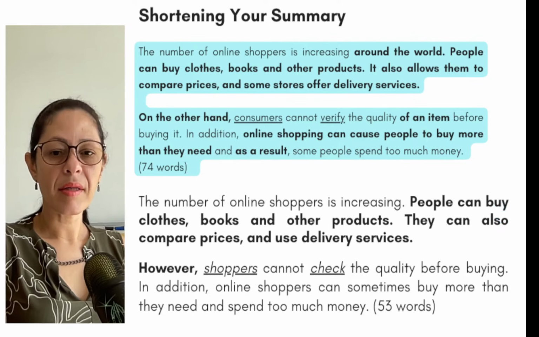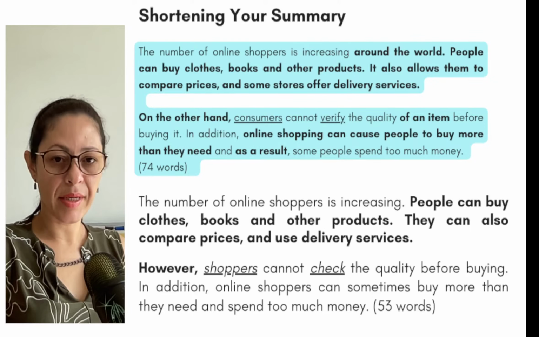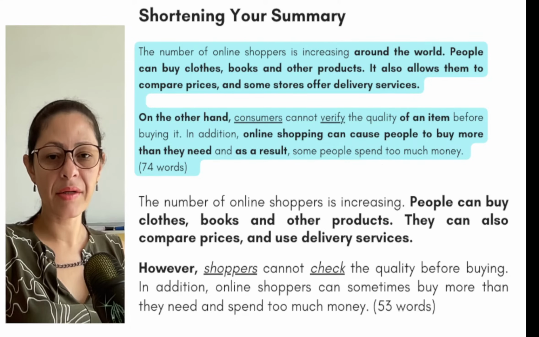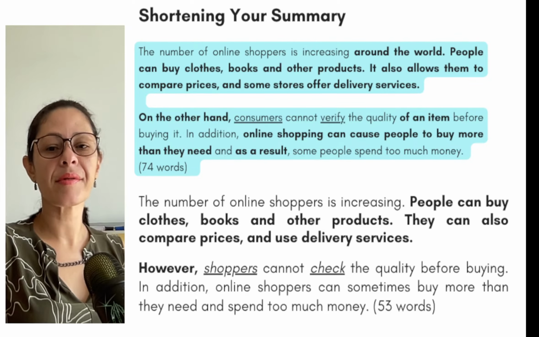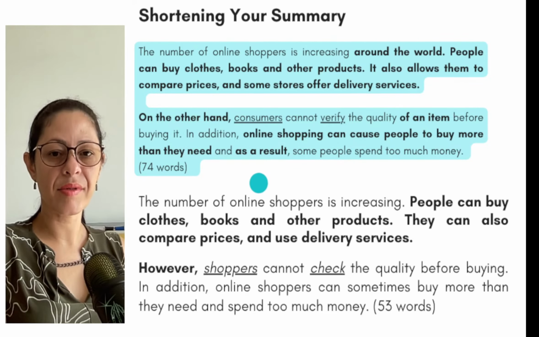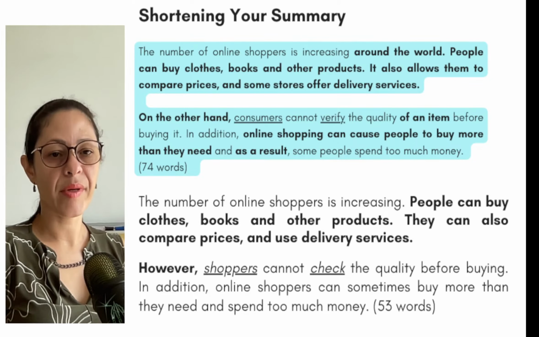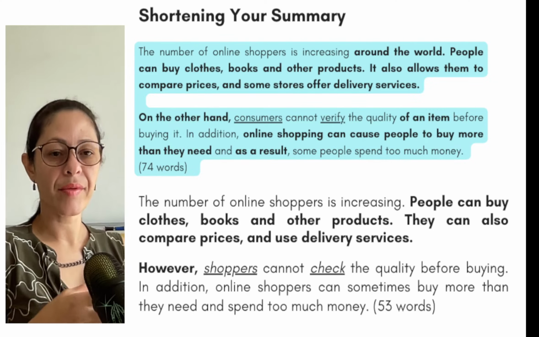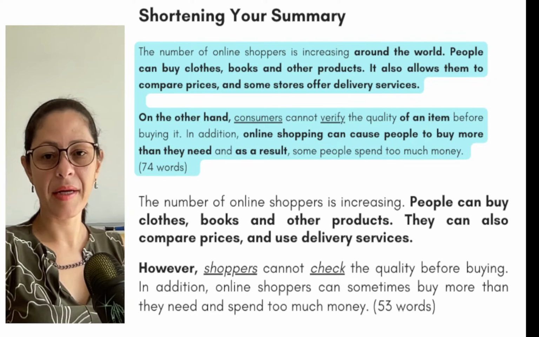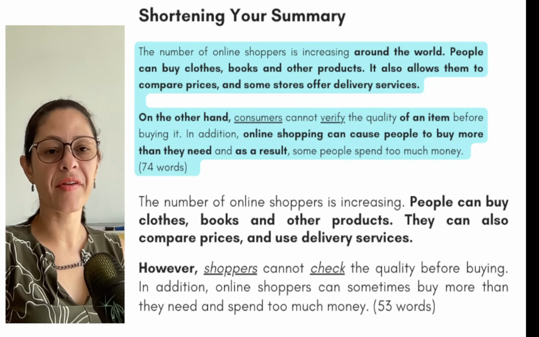In addition, online shoppers can sometimes buy more than they need and spend too much money. So the same thing here, online shopping can cause people. I removed can cause people. I just said online shoppers can sometimes buy more than they need. And I also removed as a result, and I just kept and. Okay, so they can buy more than they need and spend too much money. In this way, I reduced my passage from 74 words to 53, and it's perfect for the task because we have to write within 55 words.